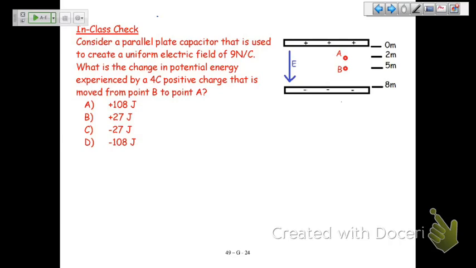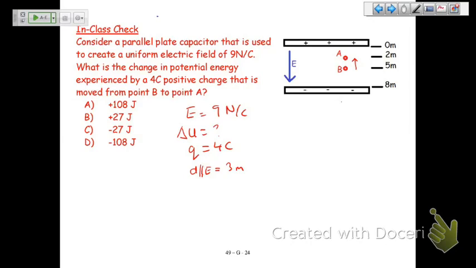In this case, have I got time? Maybe. In this case, it says, consider a parallel plate capacitor that is used to create a uniform electric field of 9 newtons per coulomb. So E is equal to 9 newtons per coulomb. What is the change in potential energy experienced by a 4 coulomb charge? So I have delta U is equal to, I don't know, but I know that little q is equal to 4 coulombs. Positive charge, moved from point B to point A. Oh man, I'm throwing a lot of things at myself here. And my D parallel to E is equal to 3 meters.